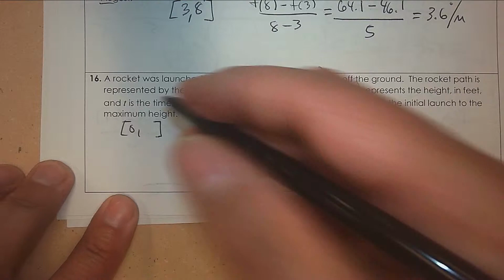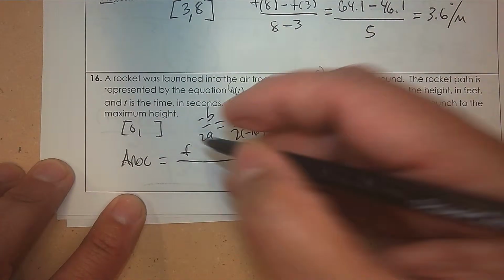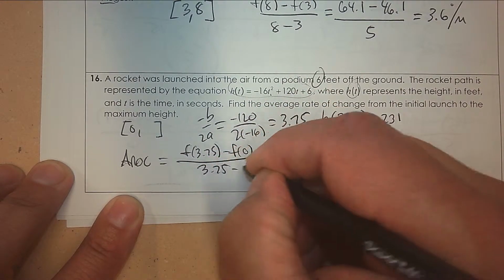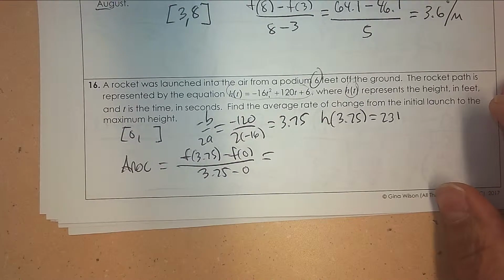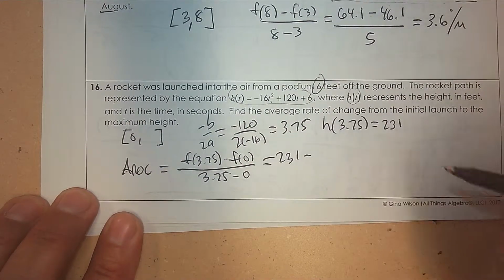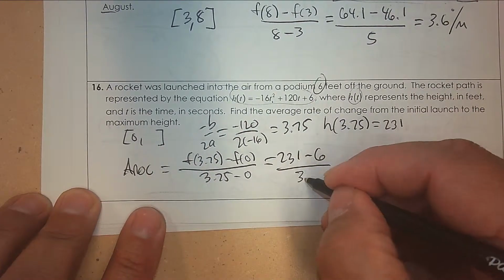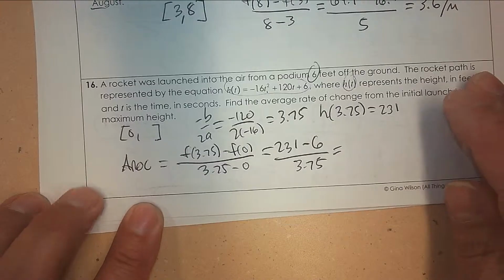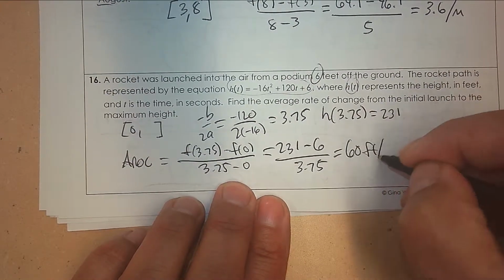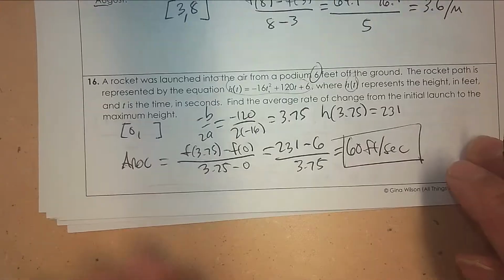So our AROC then is going to be f at 3.75, subtract f at 0, and then in the denominator, 3.75, take away 0. So we use 231, that's the maximum height. When I plug in 0, it started at a height of 6. And then the denominator is 3.75. Use your calculator to calculate it all the way through, and you actually get 60 feet per second. So on average, the rocket was going up at 60 feet per second.